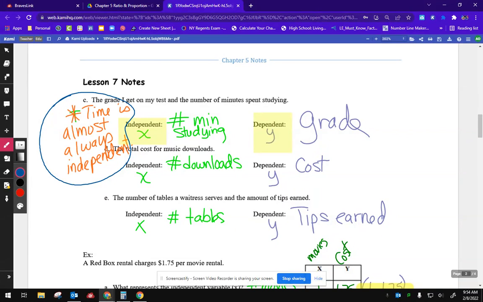Not always. Can anyone think of a time when time is not something you choose? Put your hand down and let other people think. Abby. When you're going to an event, maybe if you're running that event, a race is not when you get to choose your time, right? Okay, so running a race is a time when time is not a choice. It's not independent.